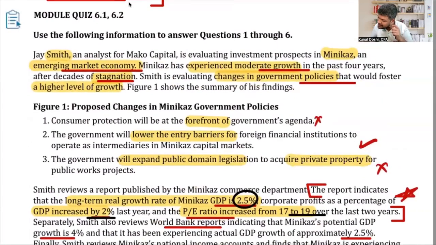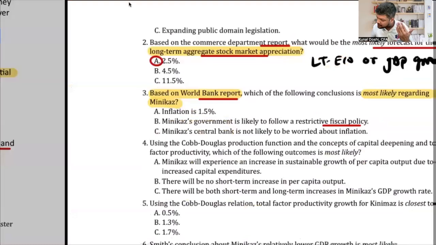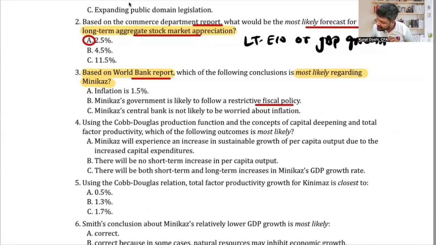Here we have been seeing Smith is evaluating changes in government policy that will foster a high level of economic growth. Now, the government is trying to boost the economy, so it will not have a restrictive, it will rather have an easy fiscal policy. Means it will not be restrictive. It will be more expansionary. So that is not possible. Correct.